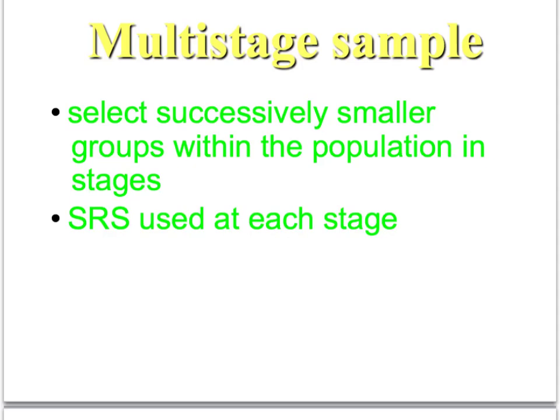A multistage sample is exactly what it sounds like. You select successively smaller groups within the population in stages. And then the simple random sample is used at each stage. So for example, remember to pause if you need to write things down.